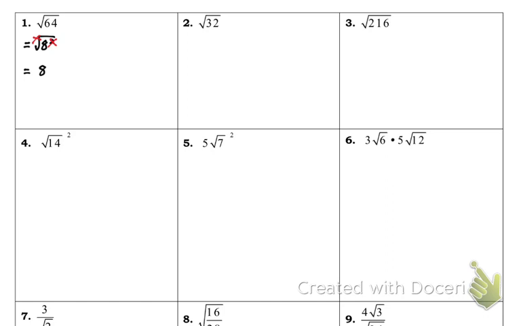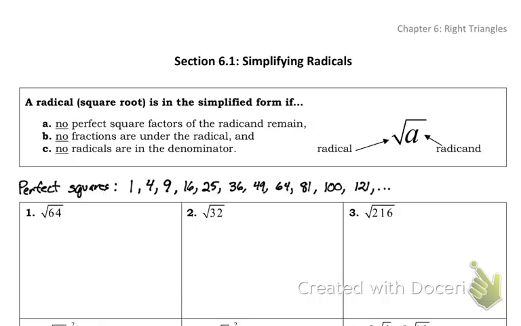Well, square root of 3 isn't a perfect square. So let's keep that line of thought. Square root of 3 is not a perfect square, but that is fully simplified. That's done. That's done because of the first rule. The first rule says no perfect square factors. You're looking for factors that are perfect squares.